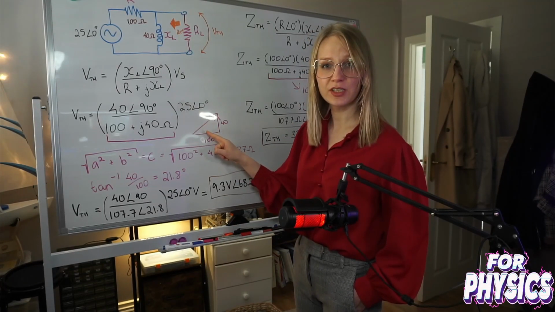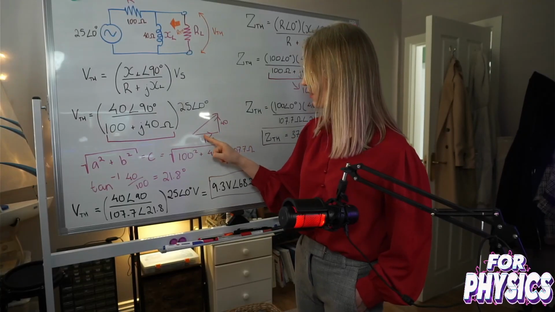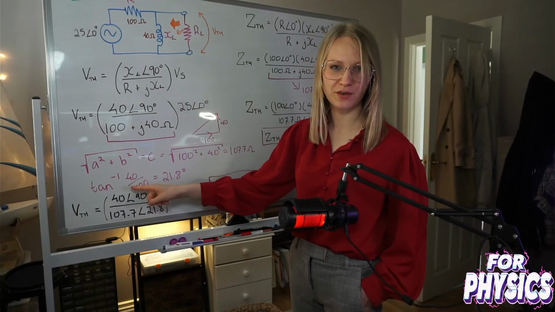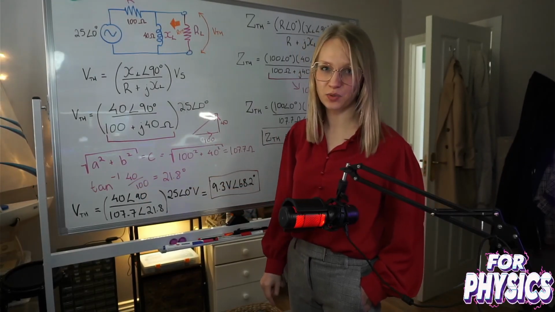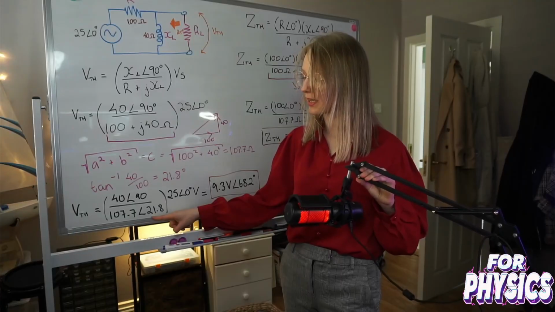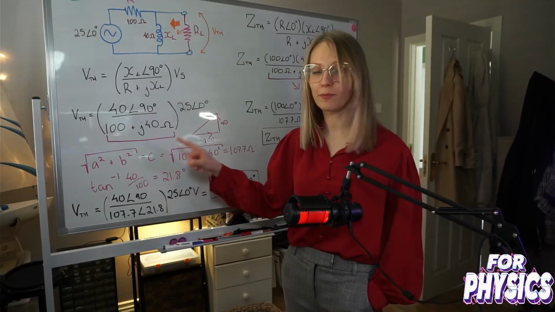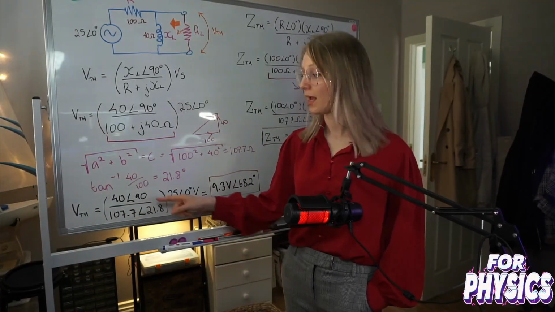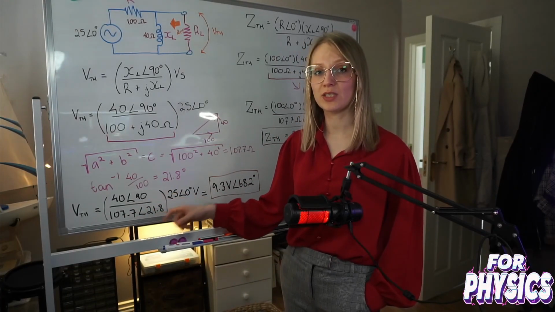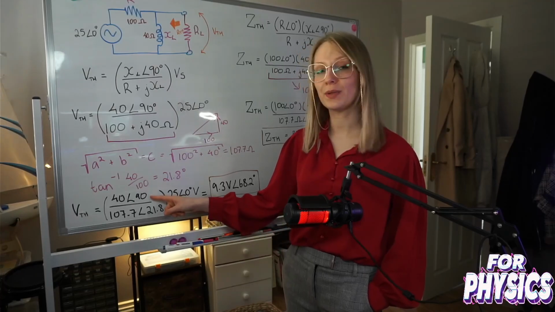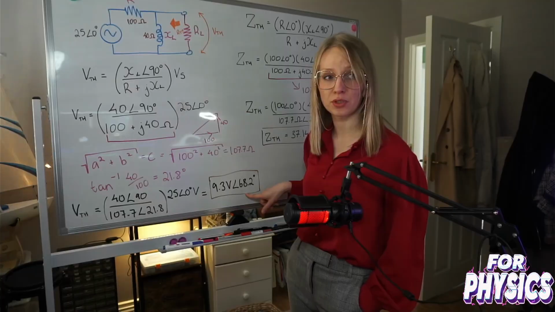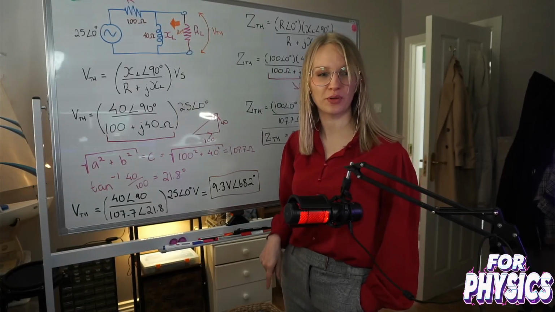The angle is just classical trig, opposite over adjacent, that's tan. Arctan 40 over 100, our angle is 21.8 degrees. We can now sub it in for the rectangular form earlier, and we can finally do a bit of mathematics. 40 divided by 107.7. Angles we do not add or divide, we subtract. So that would be 90 minus 21.8, which gives us an angle of 68.2 and a voltage of 9.3 volts.